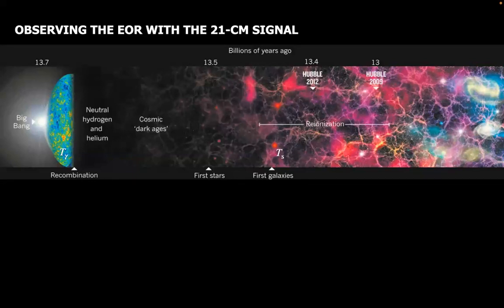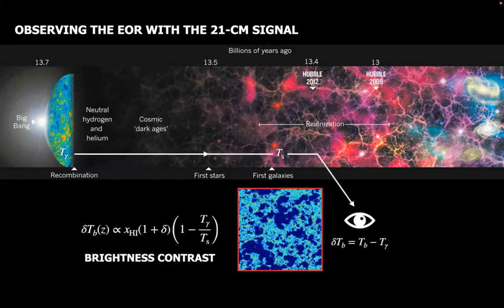And how can we observe these signals? So the signal coming from the neutral hydrogen. Well, we have the CMB emission as a background light, and we have the clouds of neutral hydrogen during the epoch of reionization. They have a temperature which is called spin temperature, and so we have a contrast between the temperature of the CMB and the temperature of these clouds.